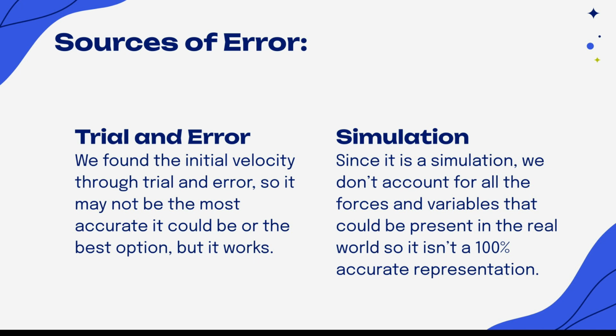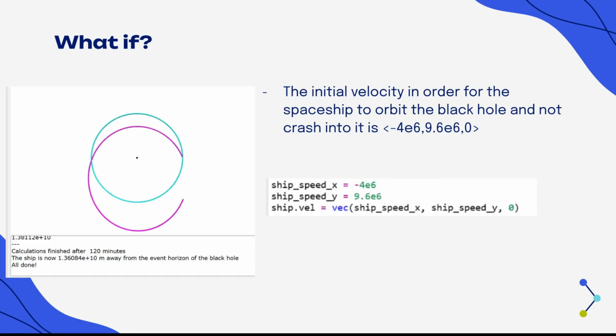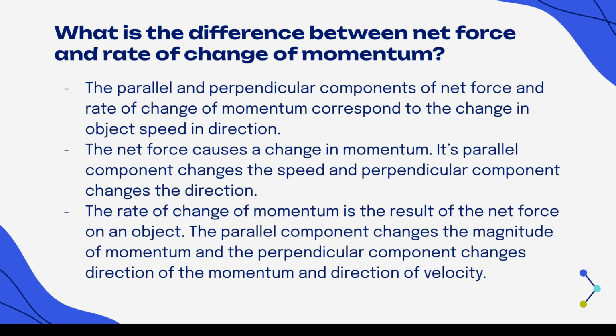And then since it's a simulation, we don't account for all the forces and variables that could be present in the real world, so it isn't a 100% accurate representation. So in order for the spaceship to completely orbit the black hole and not leave the orbit, but also not crash into the black hole, I found that the initial velocity has to be negative 4 e to the 6 in the x direction and 9.6 e to the 6 in the y direction. And I found this through a lot of guess and check. But as you can see in the picture, they both orbit the black hole without crashing into it.